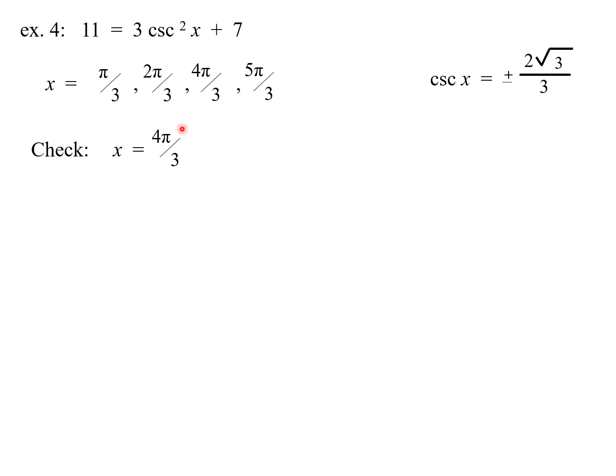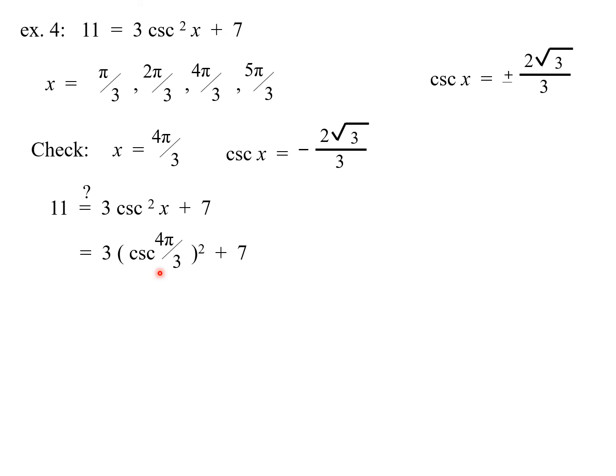Okay, let's check 4 pi over 3. Now the cosecant of 4 pi over 3, which is in quadrant 3, is negative 2 root 3 over 3 because the sign is negative. Okay, and so we're going to insert that into our expression. Okay, and we get this.